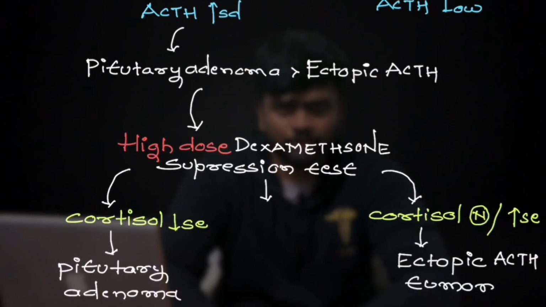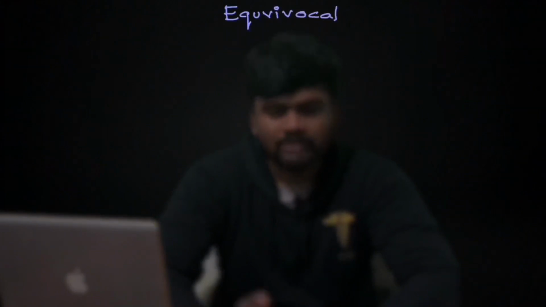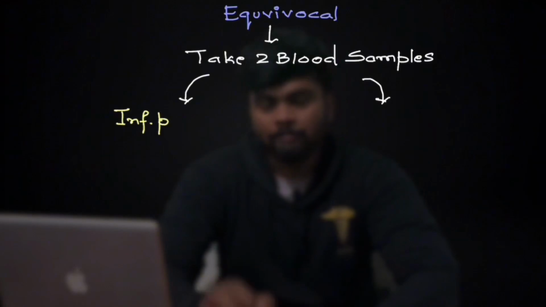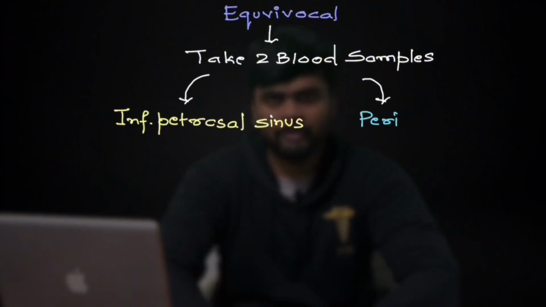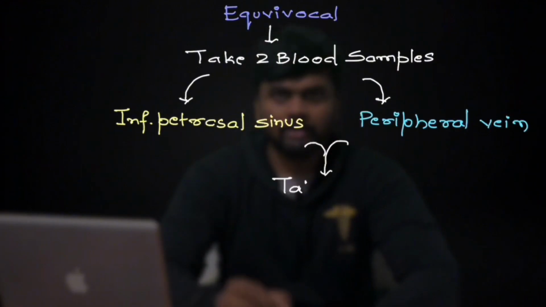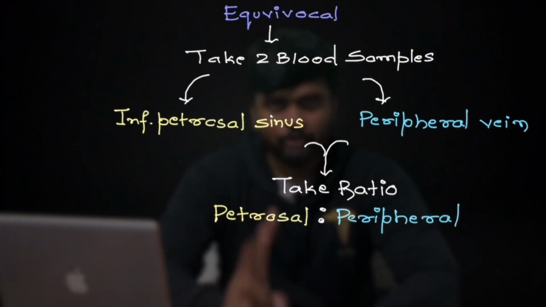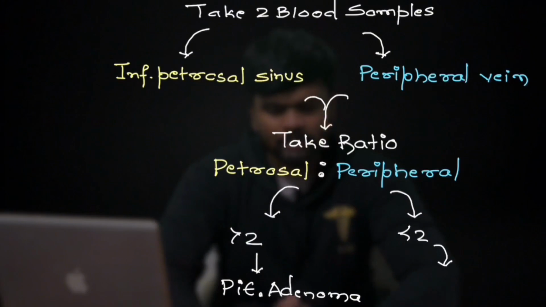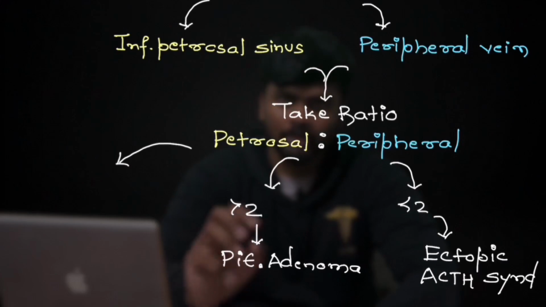Then we have to do the resection of the tumor. So we can have another result, which is an equivocal result. If we get an equivocal result, then we have to take two blood samples. One blood sample is from the inferior petrosal sinus, because the pituitary drains directly into the inferior petrosal sinus, and another sample is from the peripheral vein. Then we take a ratio of petrosal to peripheral vein. Once we take the ratio, we get two values. Either it is greater than 2 or it is less than 2. If it is greater than 2, we say it is pituitary adenoma. If it is less than 2, we say it is ectopic ACTH syndrome or ectopic ACTH tumor.